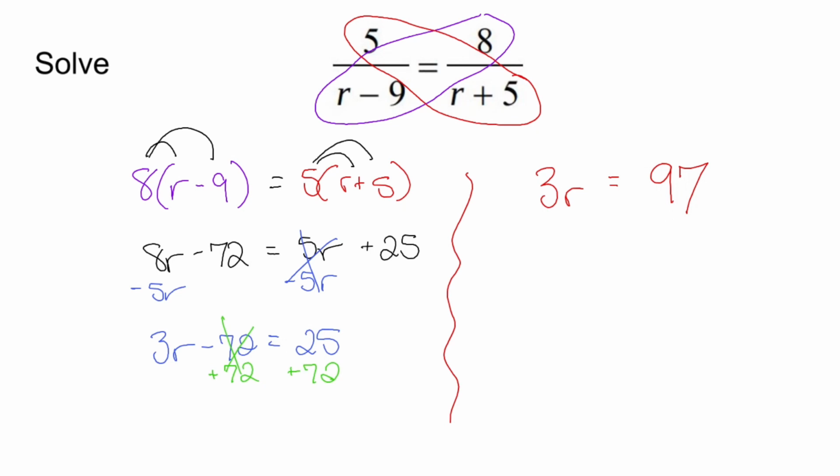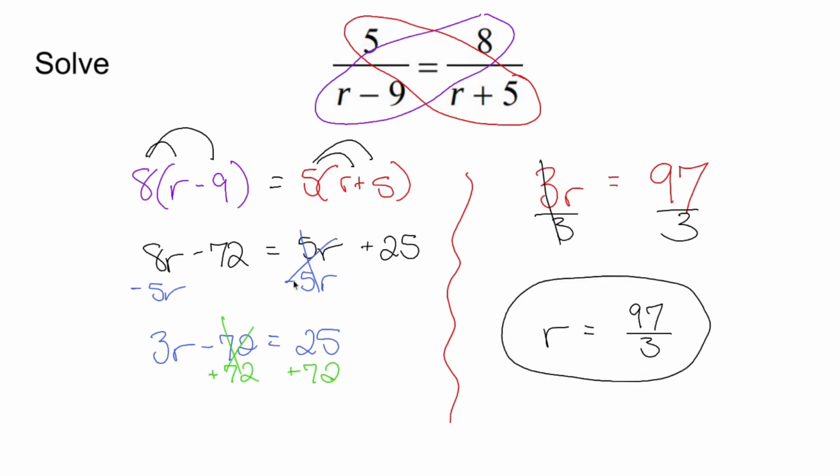Divide both sides by 3. And you can't simplify that. That's just a big fraction. So the answer is going to be 97 divided by 3. Don't lose sleep over it. You're allowed to get fractions for answers.